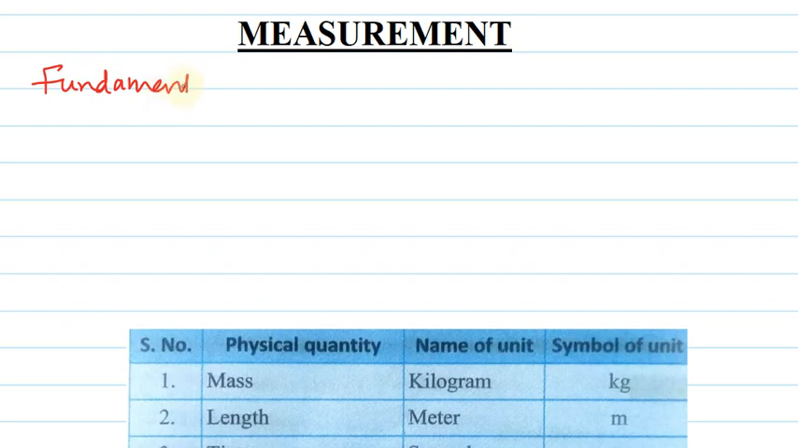Fundamental quantities. Let's see first of all what are fundamental quantities. Out of a large number of physical quantities which exist in nature, there are only few quantities which are independent of all other physical quantities, and they do not require help of any other physical quantities for their definition, right? Such quantities can be called as fundamental quantities.